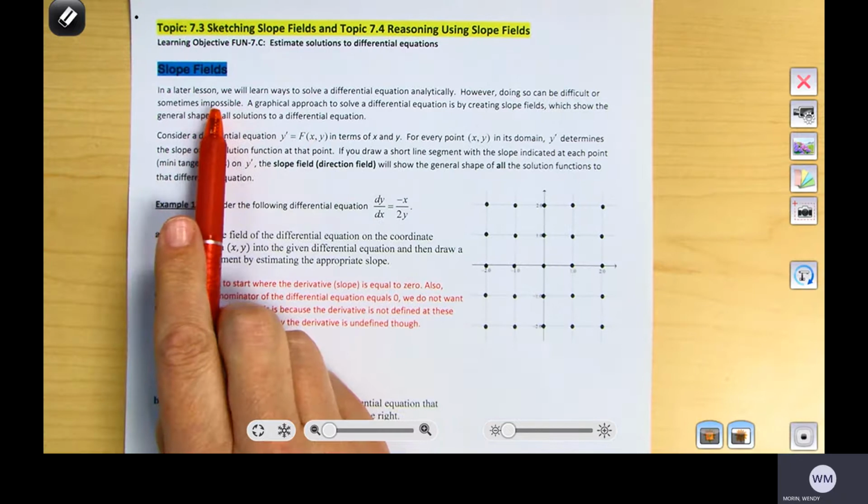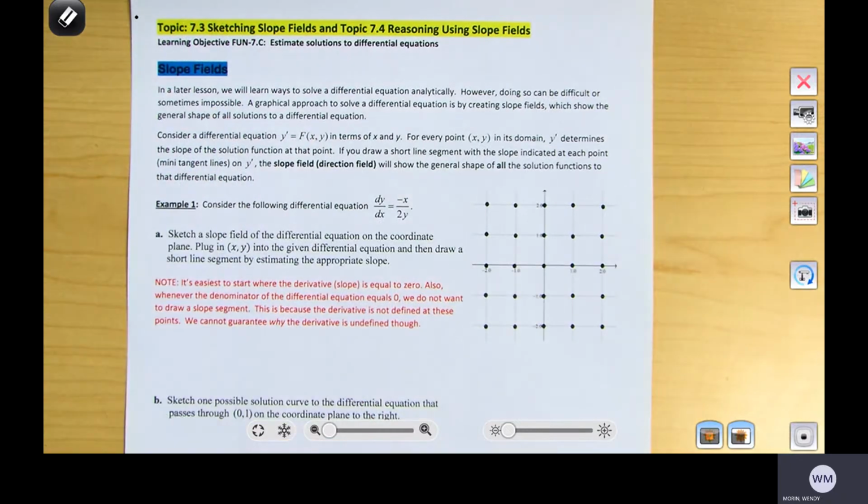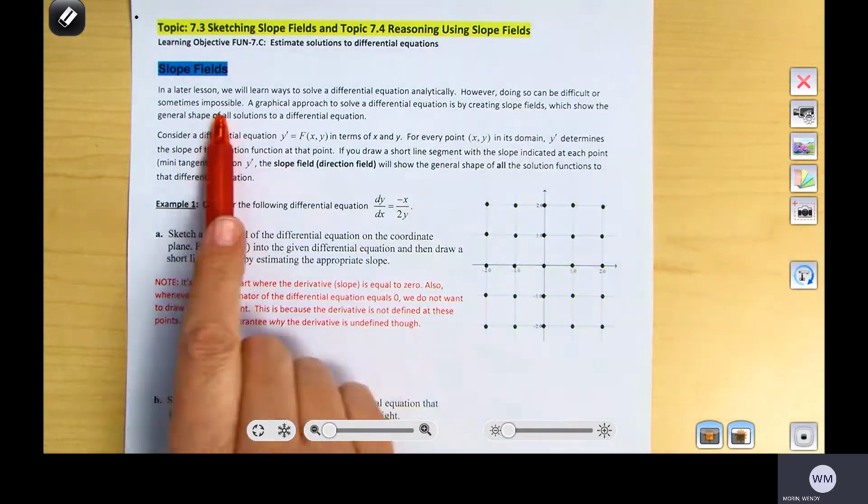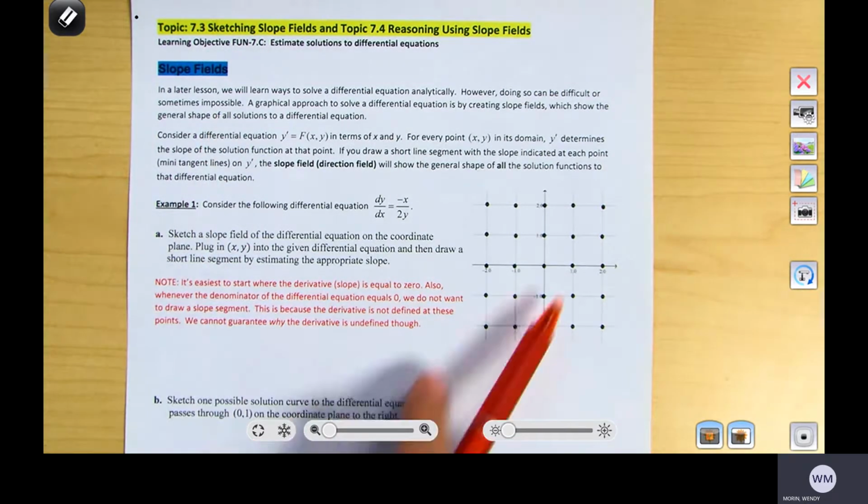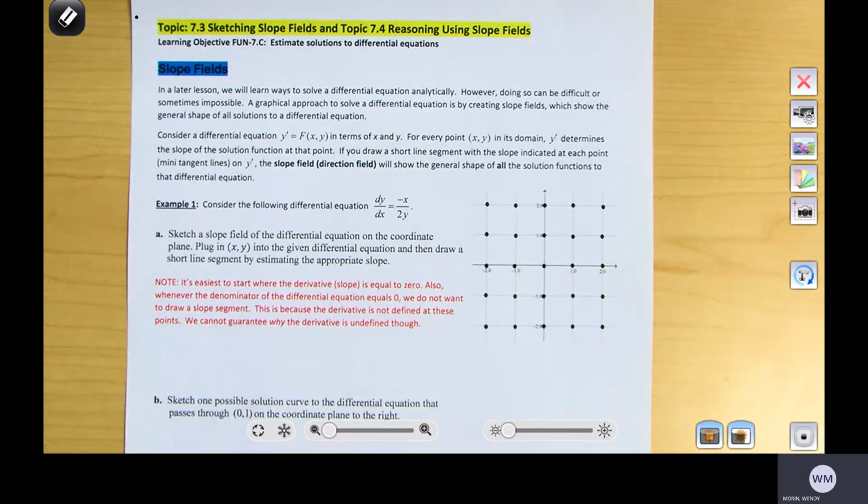Later, we're going to learn how to solve differential equations, but sometimes that can be quite difficult. Sometimes it's impossible. So we're going to take a graphical approach first, and this is called creating slope fields, which shows the general shape of the solutions to the differential equation. At first we were given them and asked to check to see if these are solutions. Now they're saying, find a solution. And this is the graphical approach.